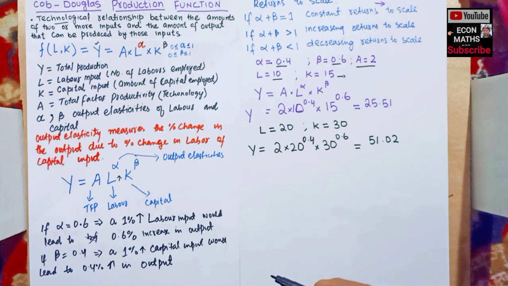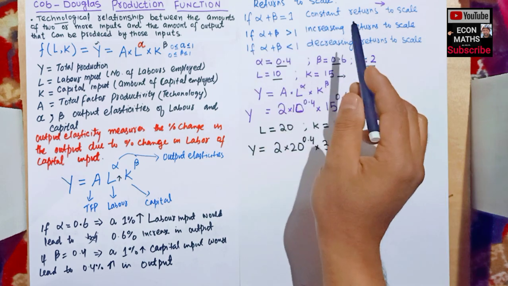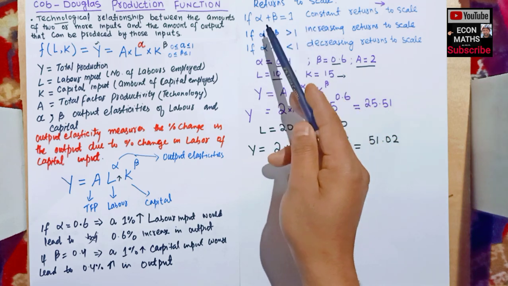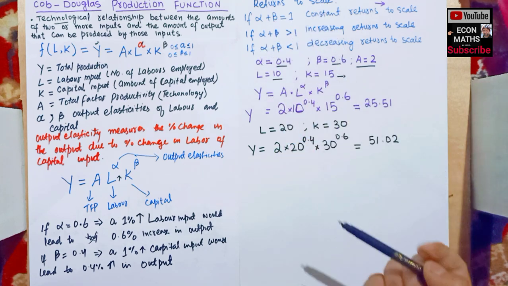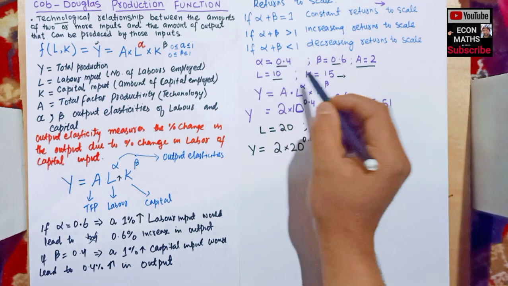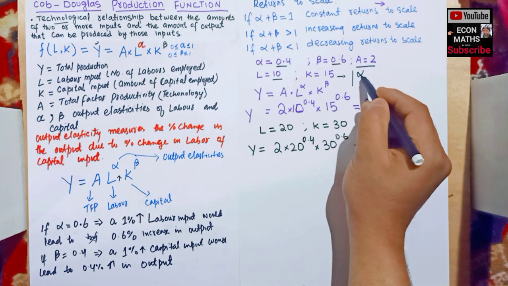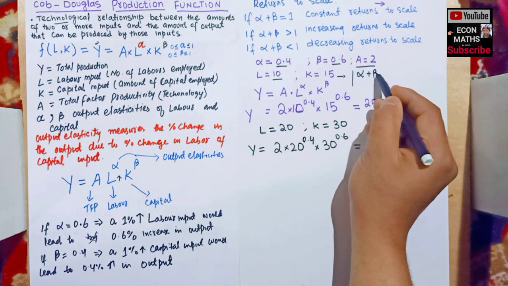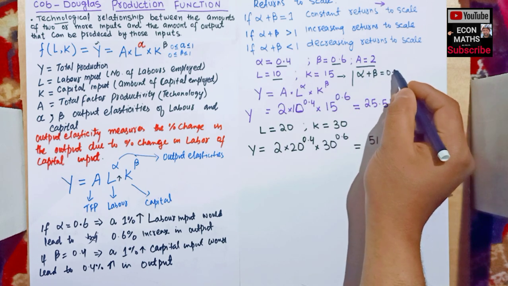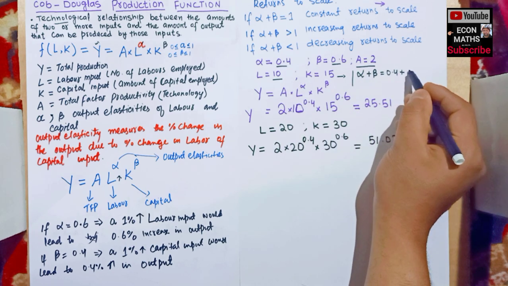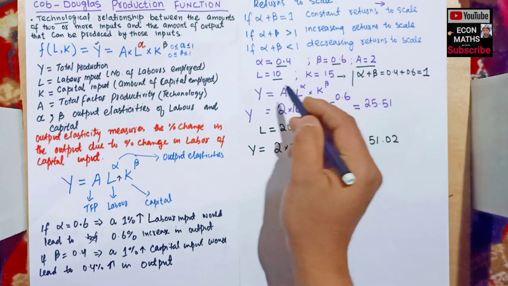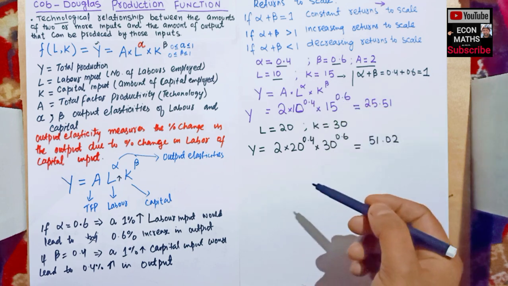That means this very function here, alpha plus beta is equal to 1. We can see here alpha plus beta is equal to 1. That is, alpha plus beta is equal to, alpha is 0.4 plus 0.6, which is equal to 1. So this very relationship will give us the constant returns to scale.